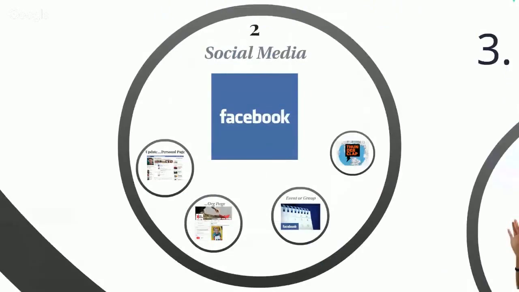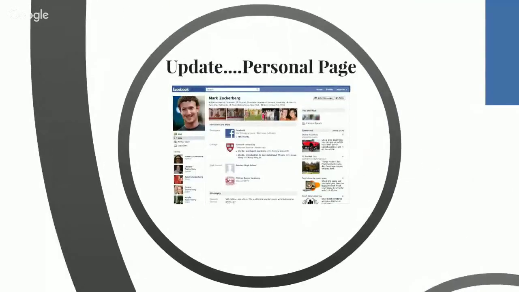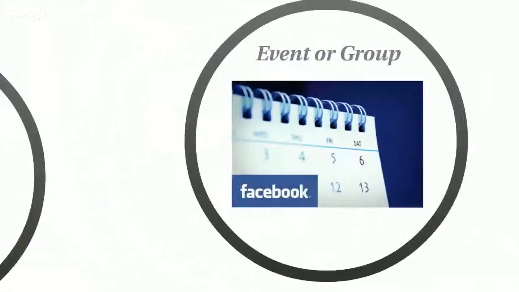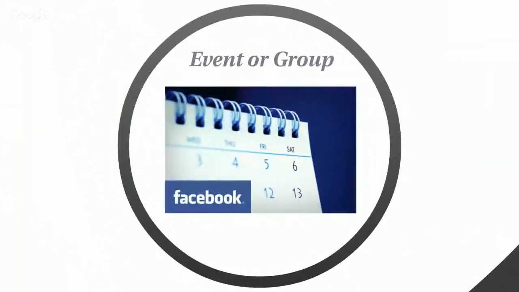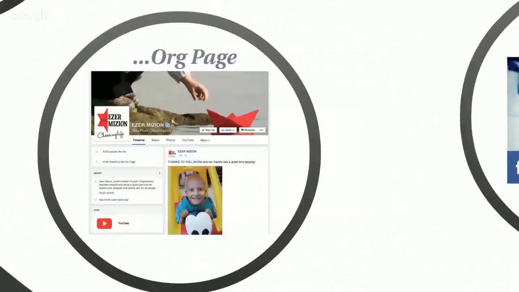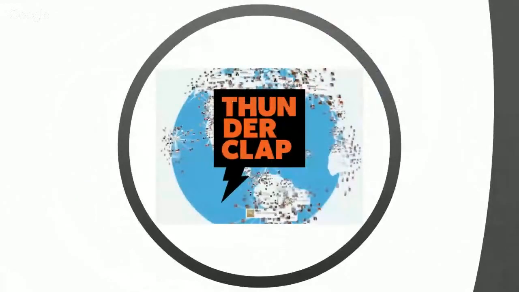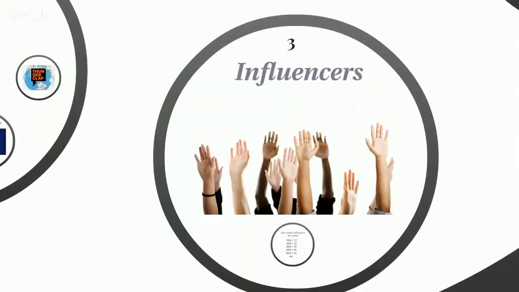There's social media, which is Facebook. Update your personal page. Update the organization page. The event or the group, you've got to update the event or the group. That means once you have, off your page, you're going to create an event. You're going to update that event as well. And lastly, it's Thunderclap, which is something that would work with Facebook in order to push out further. This is also an option. This is not necessary. If you need any further details, you can contact us directly here at Charidy.